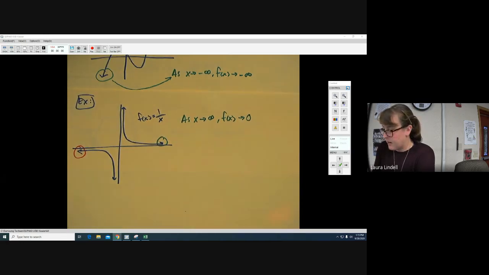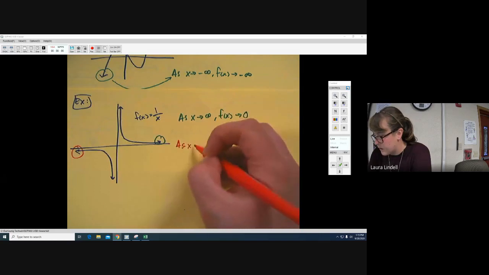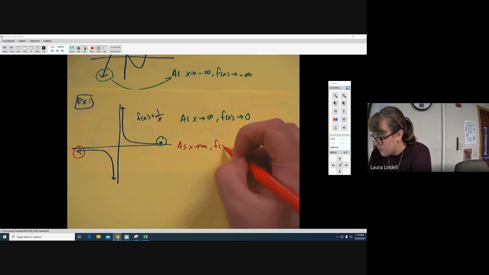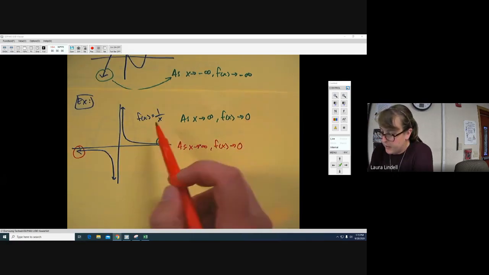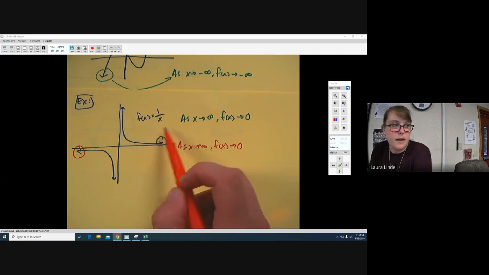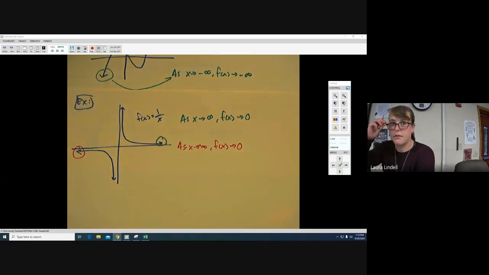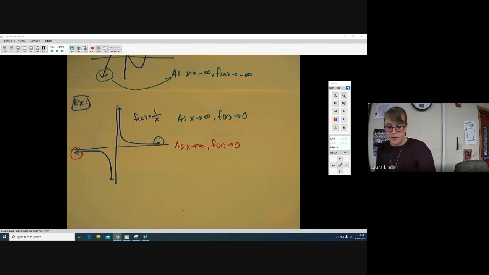And then the same idea here on the left arrow. As x goes to negative infinity, f of x is also going to 0. Because the more negative I make this number, the same thing's happening. It's getting smaller and smaller and closer to 0. Just coming up from the negative side versus the positive side. So there's some end behavior with asymptotes there.